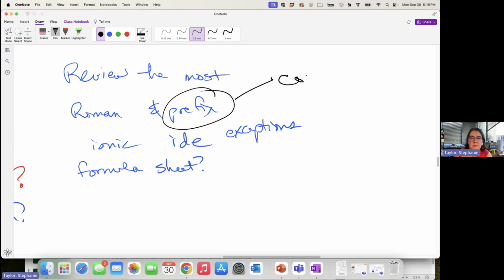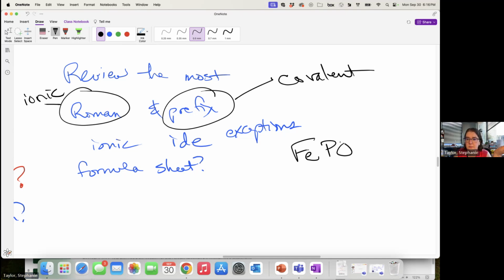Prefixes are for covalent compounds. Roman numerals are going to be for ionic compounds. You should not be using those together. They do not belong in the same place at all. As far as do all ionic compounds end in "ide," this one actually depends because this is iron 3 phosphate.